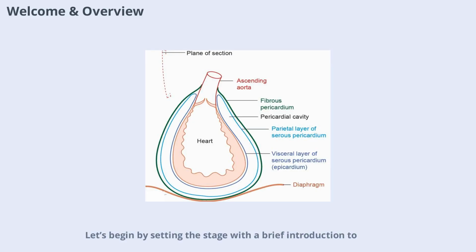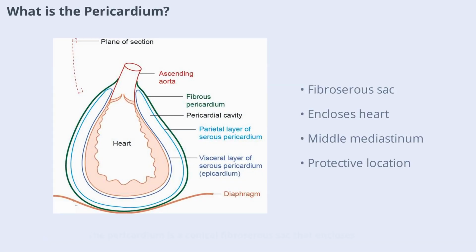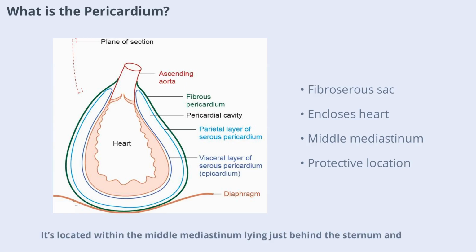Let's begin by setting the stage with a brief introduction to the pericardium and its relationship to the heart and surroundings. The pericardium is a conical fibroserous sac that encloses the heart and the roots of the great vessels. It's located within the middle mediastinum, lying just behind the sternum and between the second and sixth costal cartilages. Posteriorly, it's related to the esophagus, descending thoracic aorta, and the bodies of the fifth to eighth thoracic vertebrae. This strategic positioning helps protect the heart and maintain its optimal function within the chest cavity.